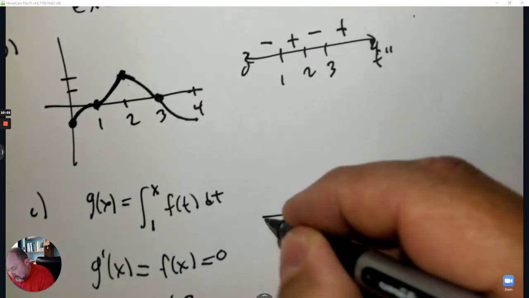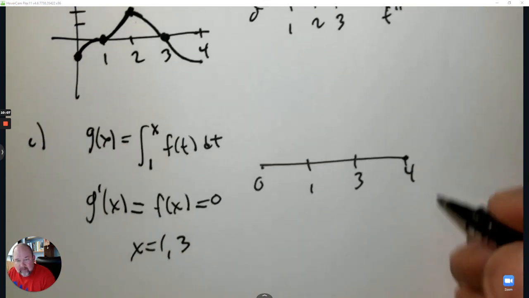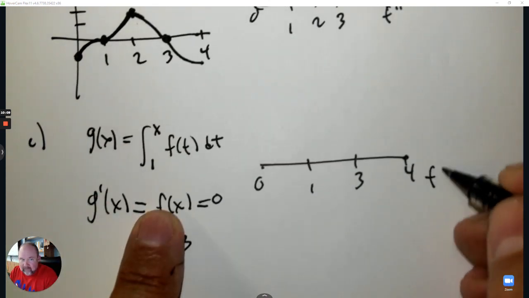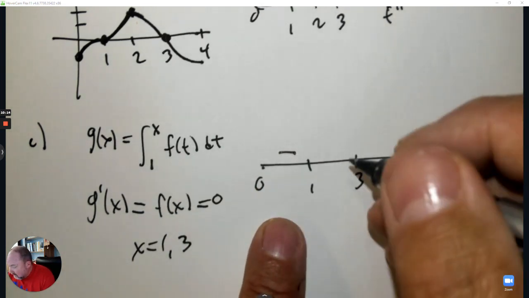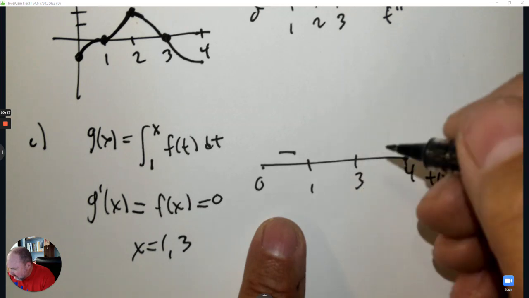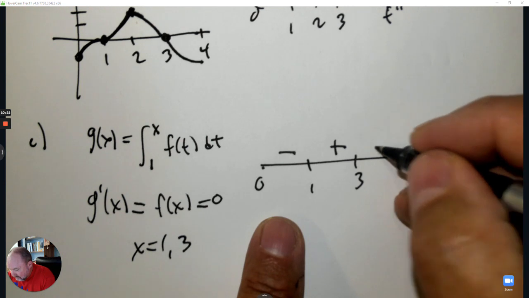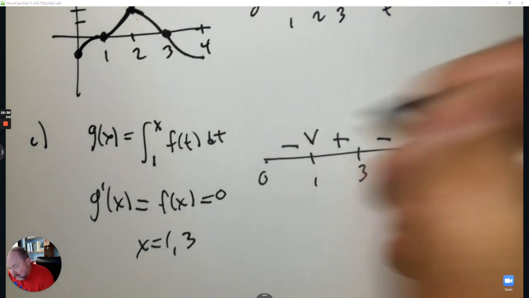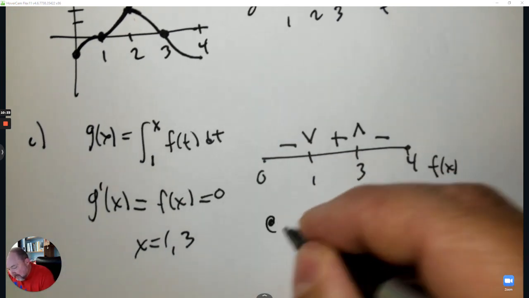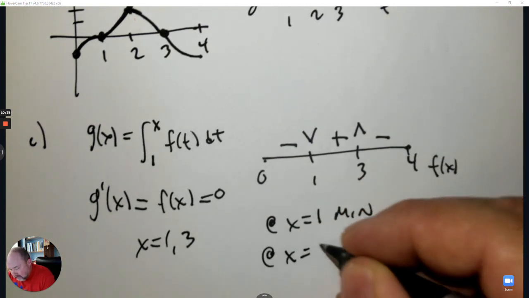So we're going to draw a number line for 1 and 3. This is the derivative, which is just really f at x. And then is it positive or negative? So from 0 to 1, it's negative. From 1 to 2, it's positive, and positive, and then negative. And then the question is, it has a relative maximum or what at each one? So right here and right here. So at x equals 1, we have a minimum, and at x equals 3, we have a maximum.